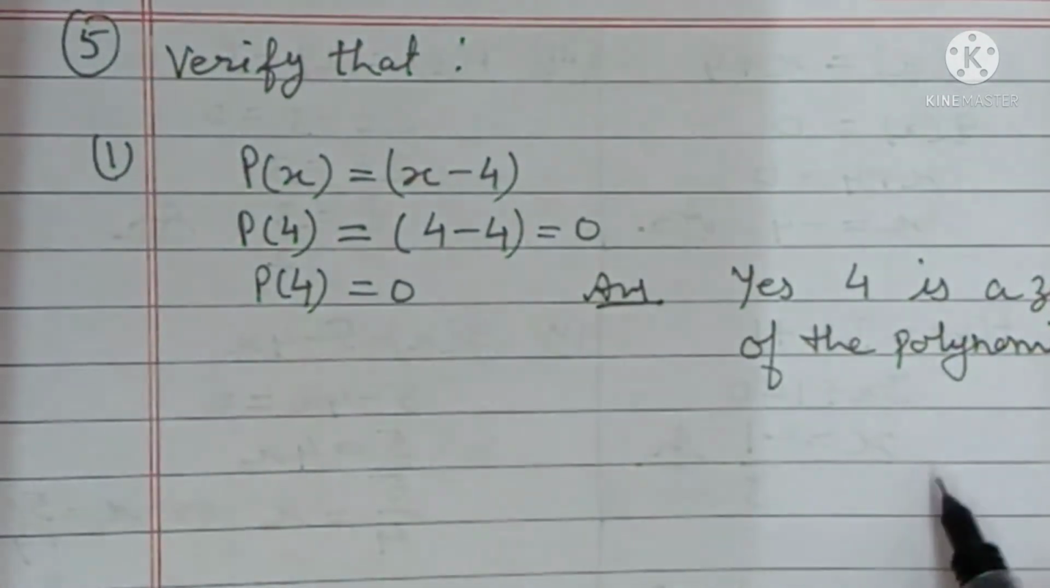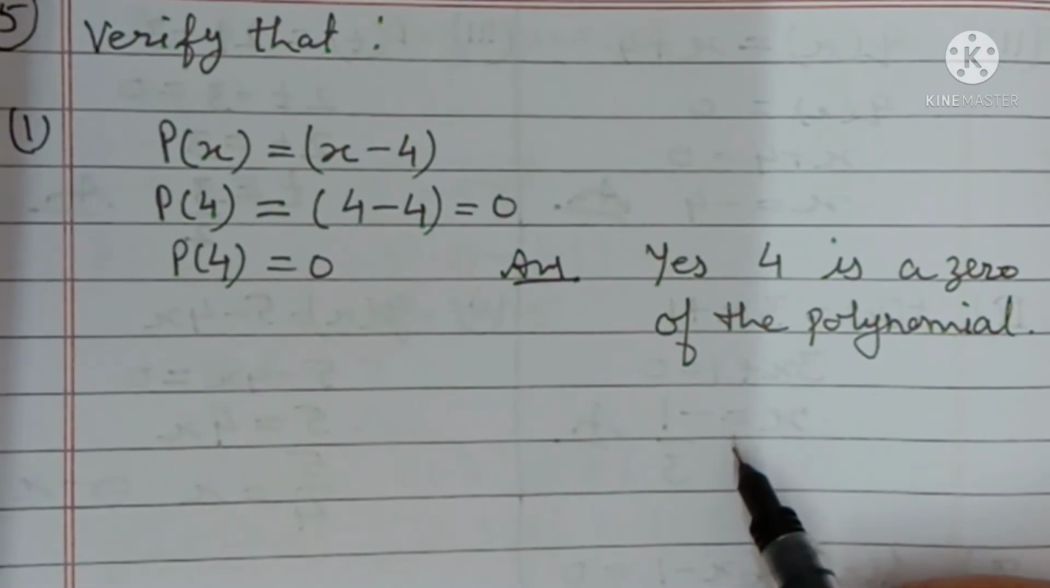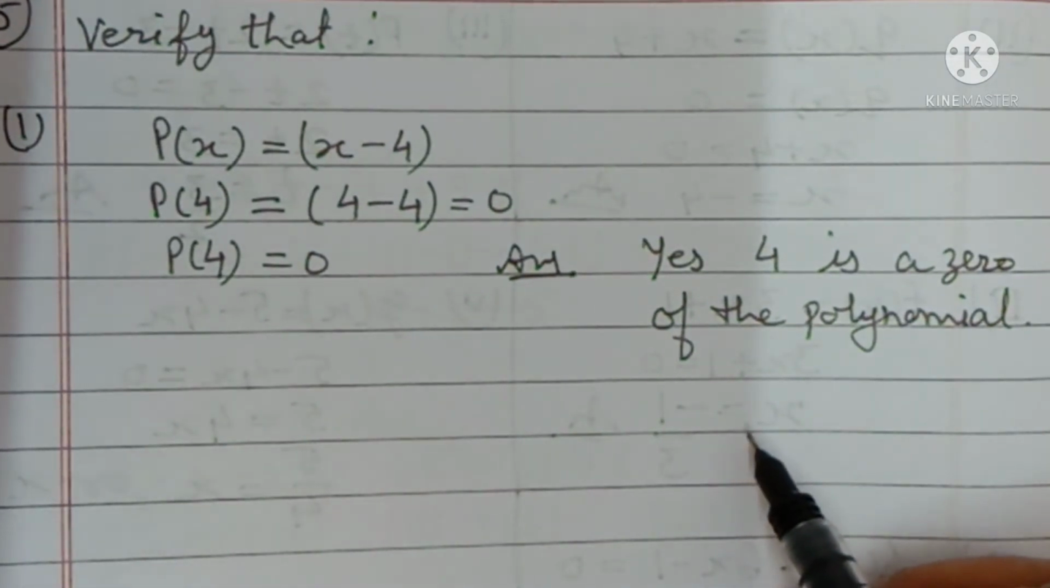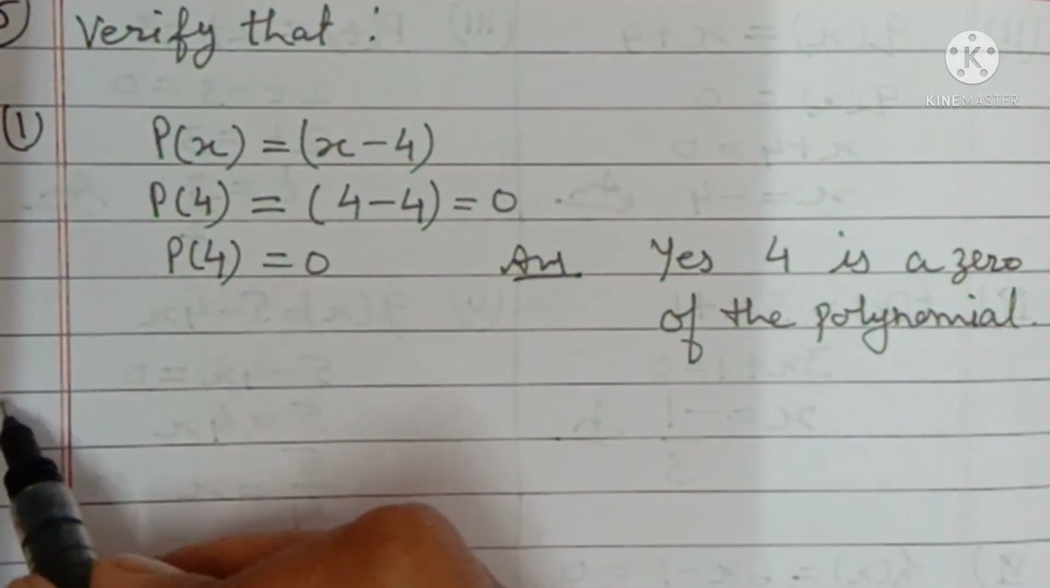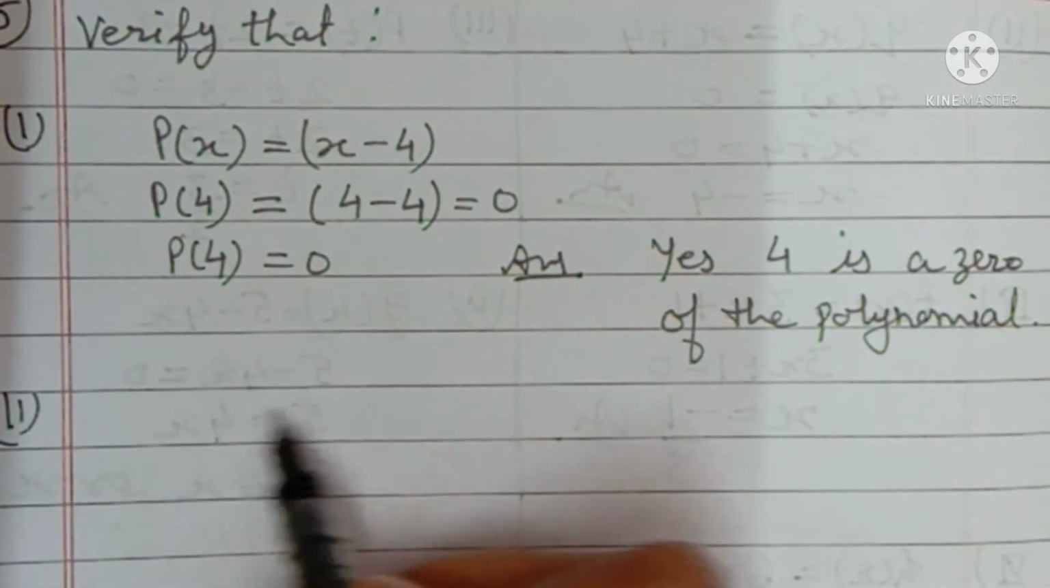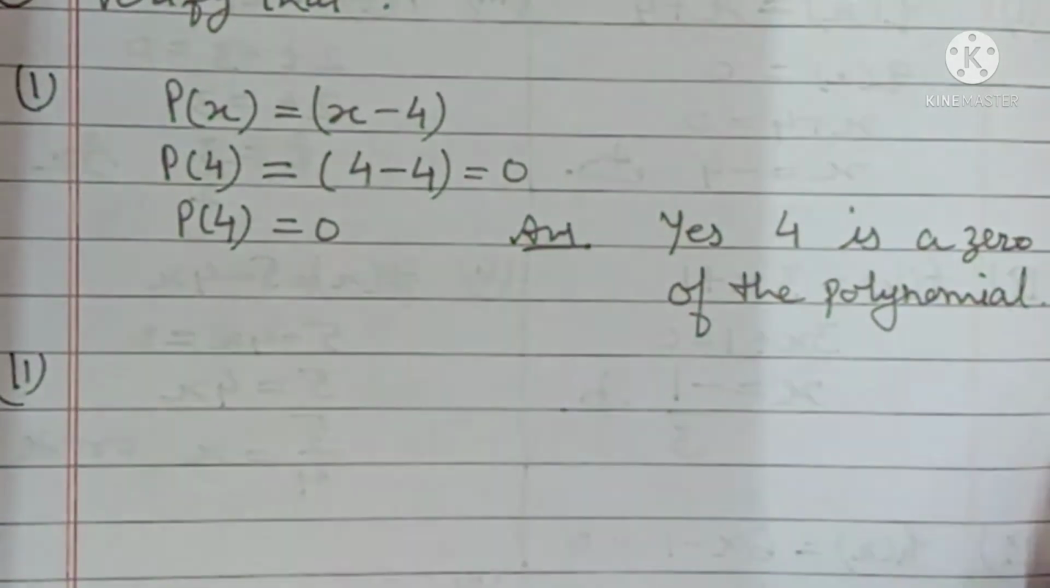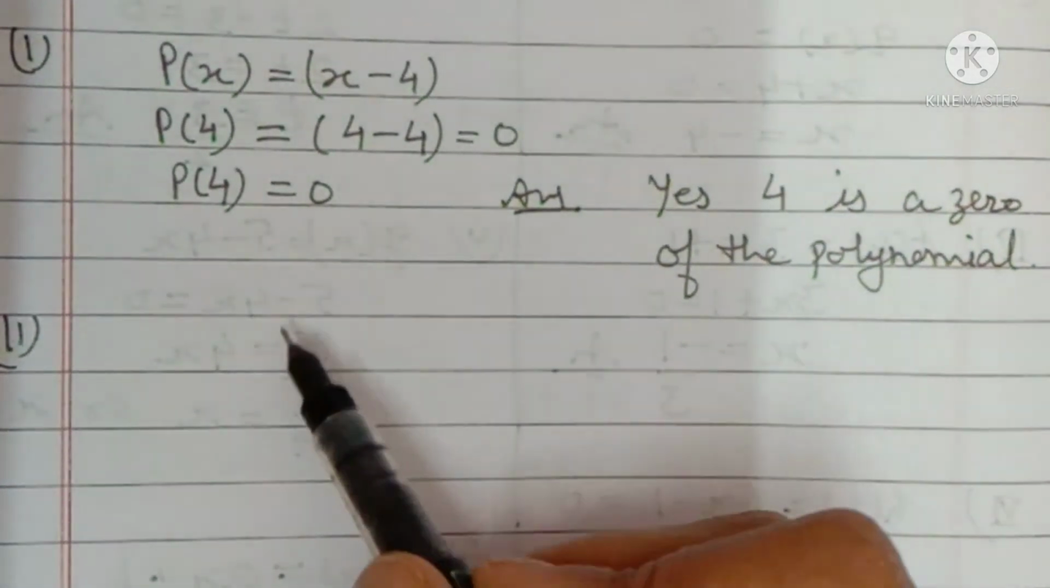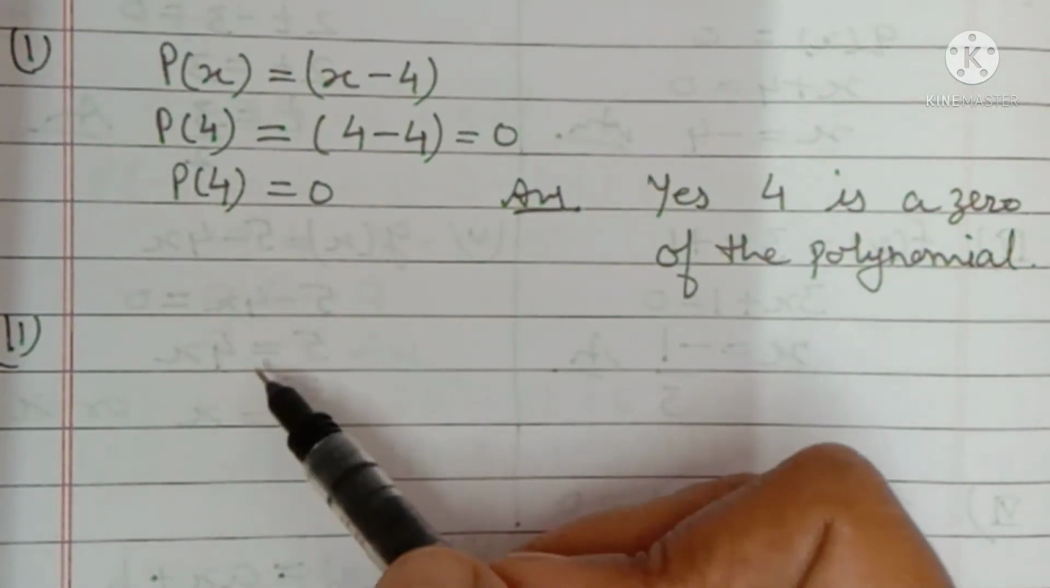In this way you will do other parts. Now the second part: minus 3 is a zero of the polynomial. I am not writing the statement because I have already seen the questions.